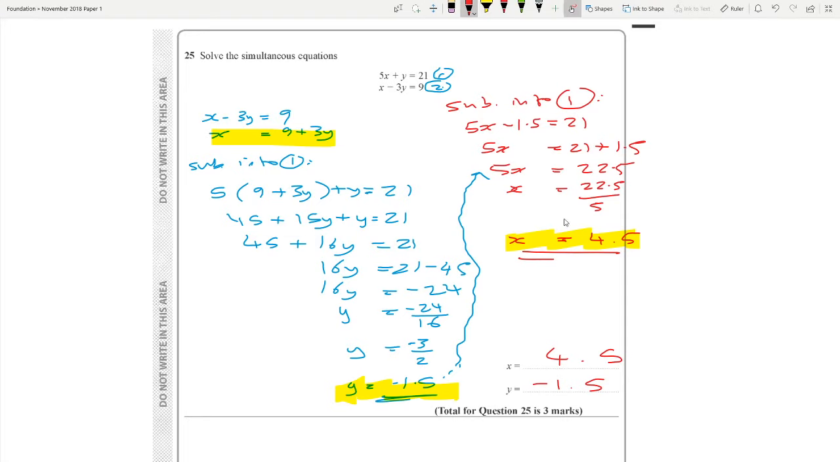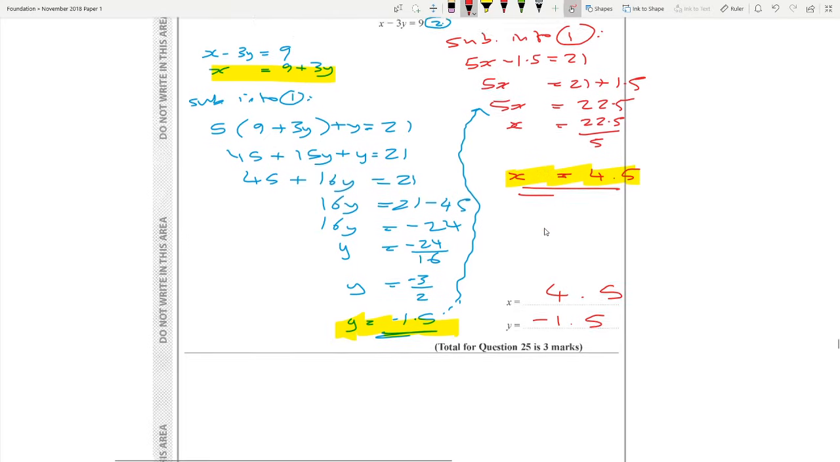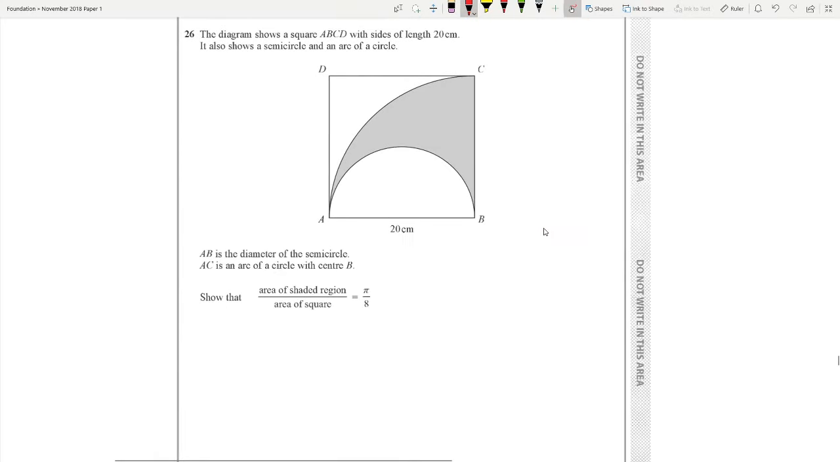Okay, let's move on. If there's any questions up to this point, if you want me to go through any of the questions again up to this point, let me know. Otherwise, we'll move on to question number 26.